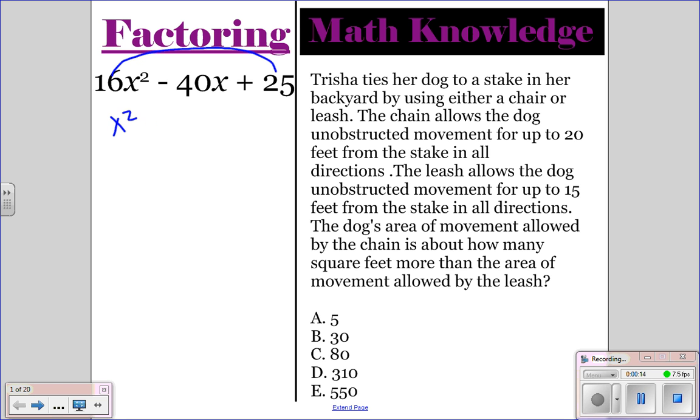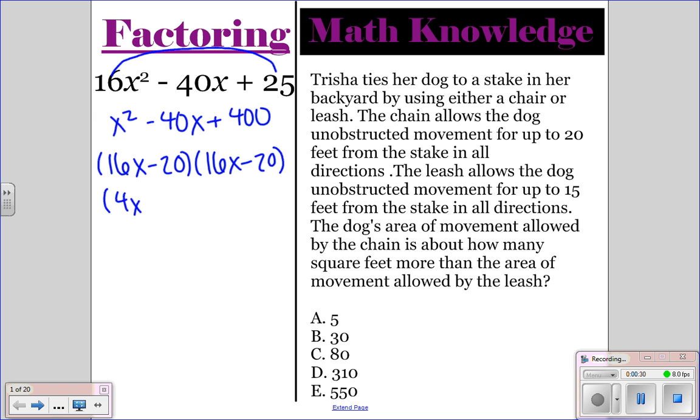So for the factoring, you're going to start by removing the 16 and multiplying it by the 25, and you'll have x squared minus 40x plus 400. And then the two numbers you're going to use are negative 20 and negative 20, so make sure you replace the 16 in front of your x. Both of these will reduce, and so we'll have 4x minus 5 times 4x minus 5, which you can write as 4x minus 5 squared.